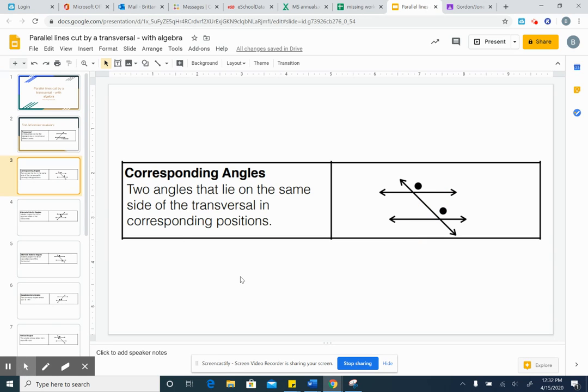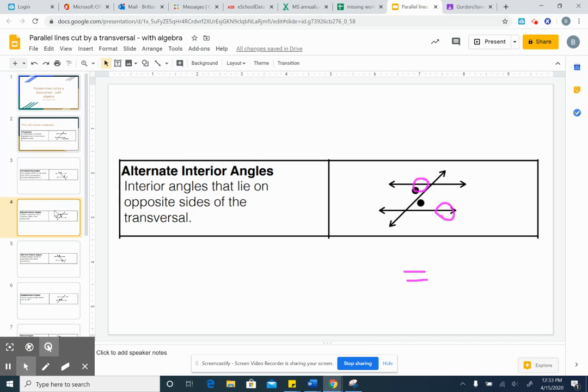Next, we have corresponding angles. These are two angles that lie on the same side of the transversal, and in similar positions, they're just in two separate intersections. So here we have the one angle, and we'll call it the top right corner, and then in the other intersection is the other angle, also in the top right corner. These two angles will be equal in measurement.